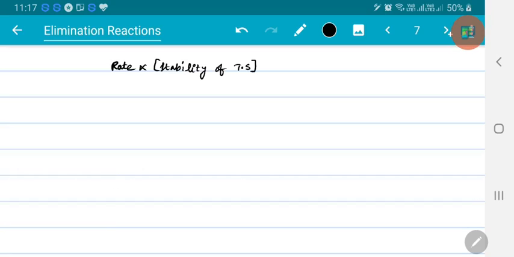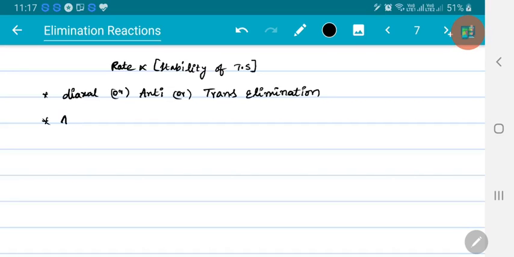So here also the conditions like diaxial conditions, if it is a cyclic system, or we call them anti-elimination, or we call it trans-elimination, such conditions are favored. Diaxial elimination or trans-elimination or anti-elimination. That means we need to remember this anti-periplanar condition must be followed. Let me give you an example.